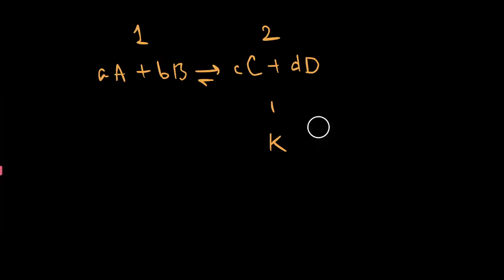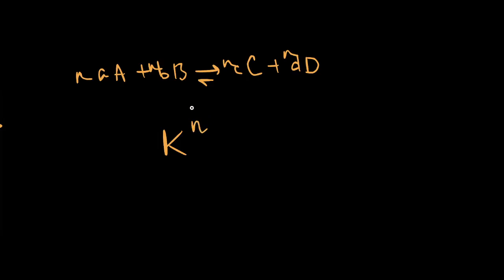Now, what about if we are multiplying all of these coefficients by some value n? This is n times B, n times C, n times D. So if we multiplied everything by some value of n, how would that affect our K? Well, we can simply take the original K and raise it to that same value of n. And this would give you your new equilibrium constant.